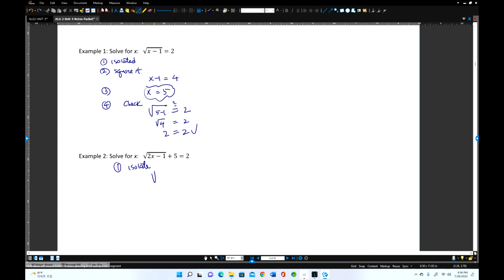Isolate the radical. One side is one radical, and the minus 5 goes to the other side. So simplify: 2x minus 1 equals negative 3.